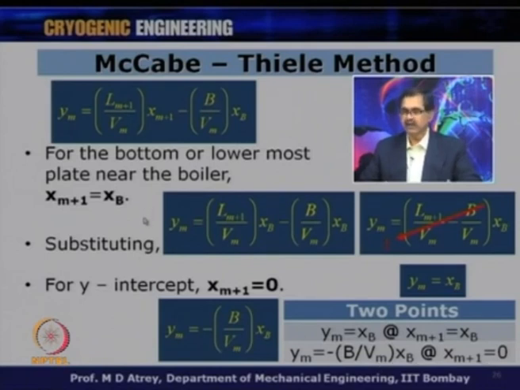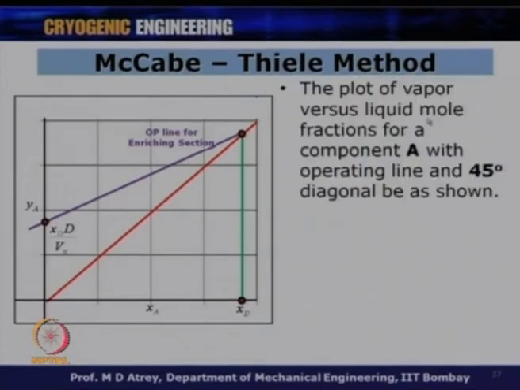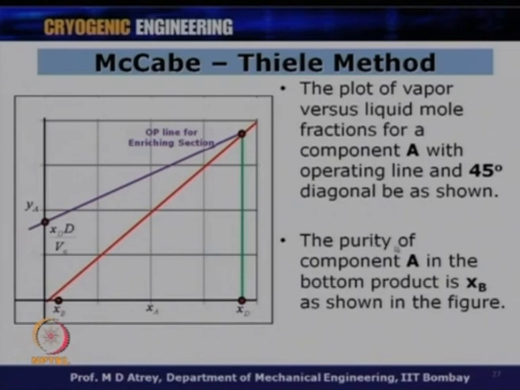So, now I have got two operating lines, and I will draw those two operating lines graphically. So, this is my earlier line, which is the operating line for the enriching section, the plot of vapor versus liquid mole fractions for a component A with operating line and 45-degree angle as shown over here. The purity of the component A in the bottom product is Xp.